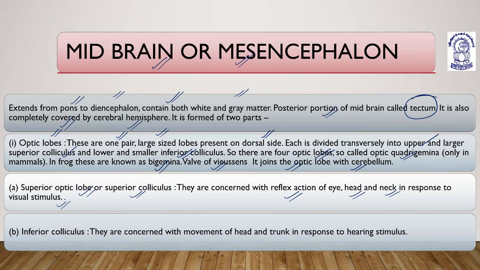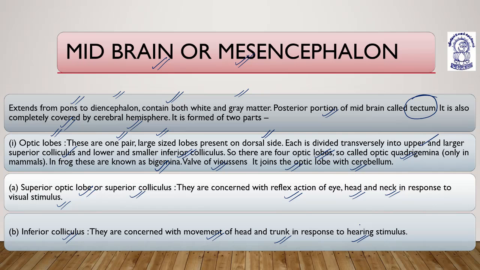Superior optic lobe or superior colliculus is concerned with the reflex action of eye, head and neck in response to visual stimulus. Inferior colliculus is concerned with the movement of head and trunk in response to hearing stimulus. So the optic lobes are further divided into superior colliculi and inferior colliculi.